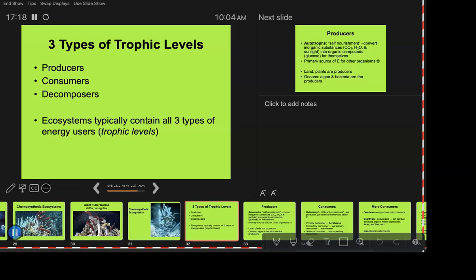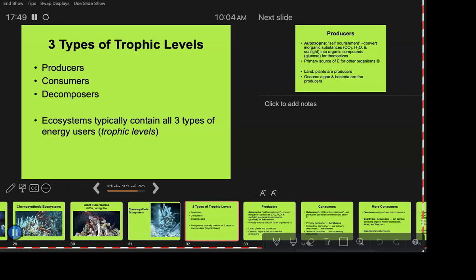So the decomposers come in on what's left, and they manage to fulfill sort of the last niche there, where the undesirables are still, we can extract some energy from them. And then oftentimes those decomposers get eaten by other organisms, transferring that energy yet again. So ecosystems typically contain all three types of energy users, all three trophic levels.